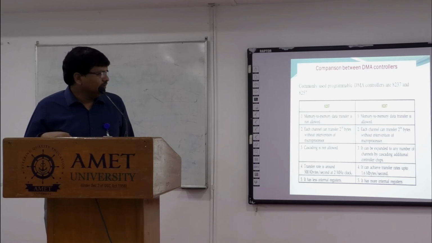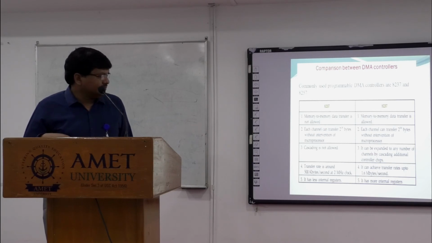Next one is, it can transmit only 2 to the power of 14 bytes in a single channel. But in 8237 it is far higher, that is 2 to the power of 16 bytes can be transmitted. The third difference is that cascading, that is expansion of the channels, is not allowed in case of 8257, but it is allowed in case of 8237.